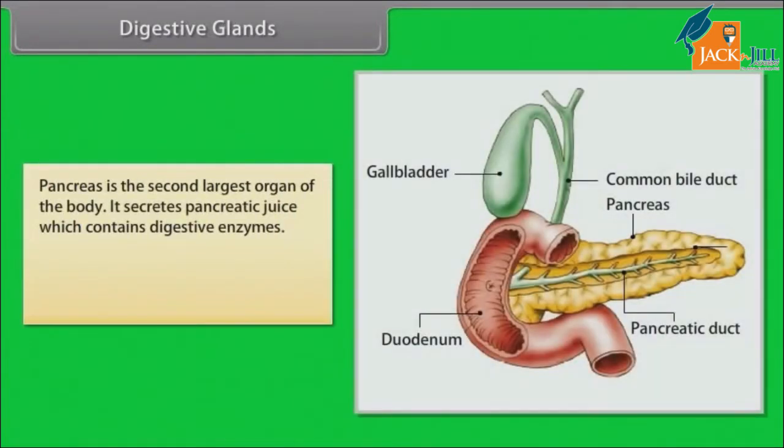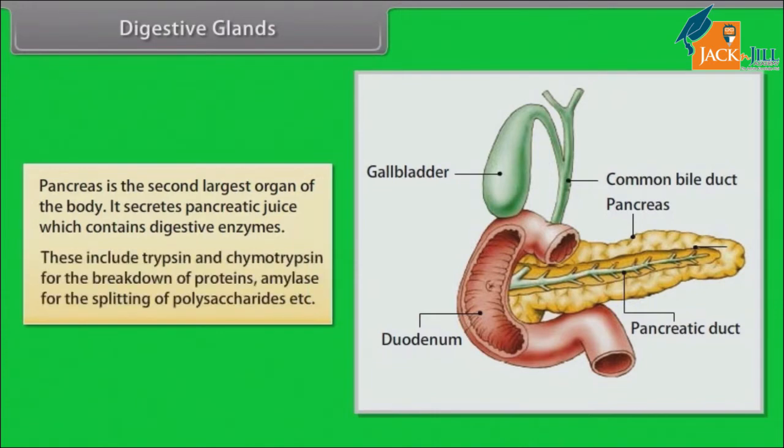Pancreas is the second largest organ of the body. It secretes pancreatic juice which contains digestive enzymes. These include trypsin and chymotrypsin for the breakdown of protein, amylase for the splitting of polysaccharides, etc.